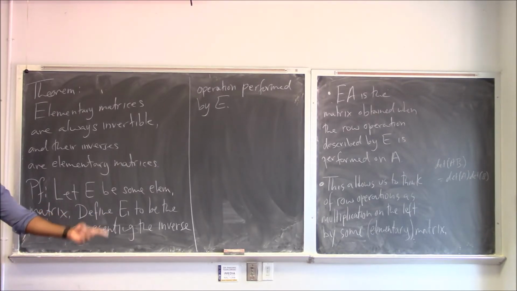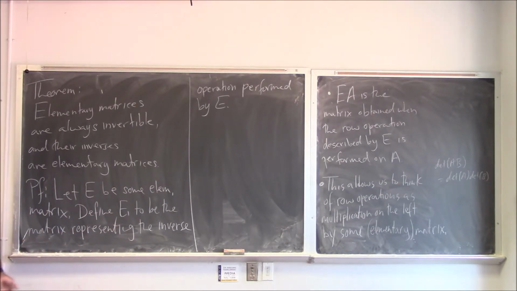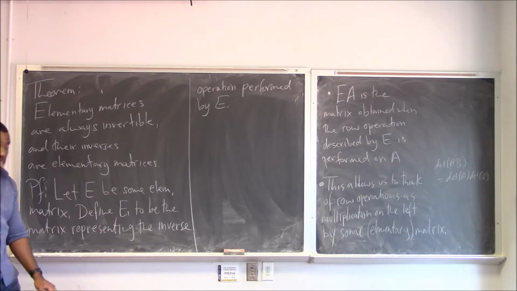Multiply by a non-zero scalar. How do you undo that? Divide by the non-zero scalar. If you take a multiple of one row and add it to another, just add the negative of that multiple to the row. So whenever we do a row operation, you can undo it, and that itself is an operation, just done the opposite way. So that can be described by some elementary matrix.